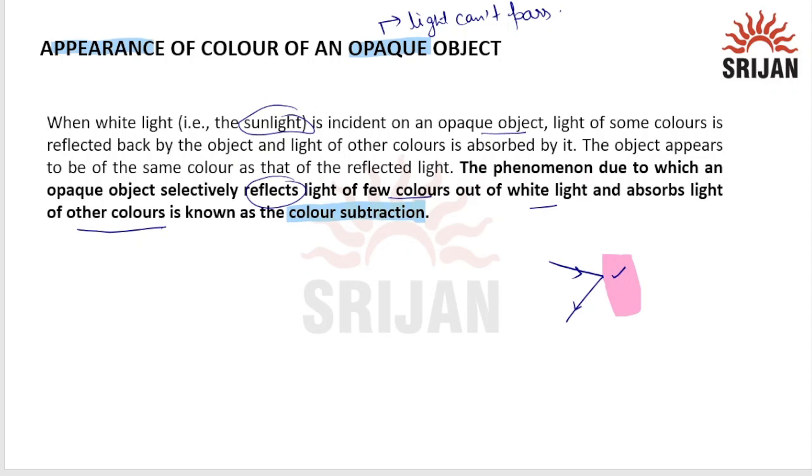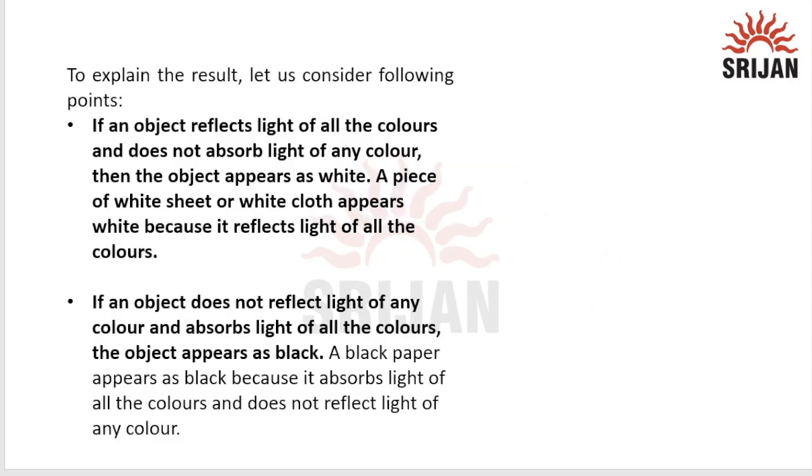Actually, white light is the combination of 7 colors: violet, indigo, blue, green, yellow, orange, and red. So some of the colors, or you can say some of the wavelengths, will be absorbed by it, and the remaining colors will be reflected back. Now, there can be two cases. If all the light is reflected back, then it will appear white. And suppose the object does not reflect any light, then the object will appear black.